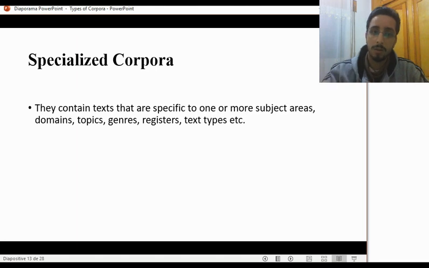Now, specialized corpora are different. Specialized corpora contain texts that are specific to one or more subject areas, domains, topics, etc. So, for instance, if you'd like to investigate certain linguistic phenomena in academic writings, then you collect only academic writings. In this case, you will have a specialized corpus, because the language used in academic writings obviously differs from the language used in everyday conversation, in informal conversations, etc.